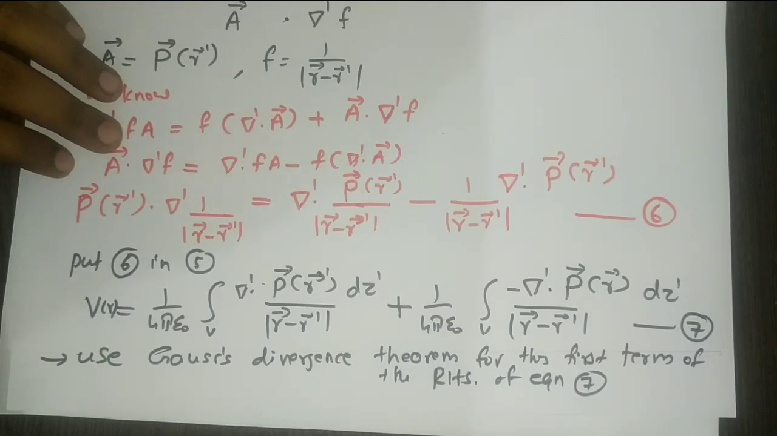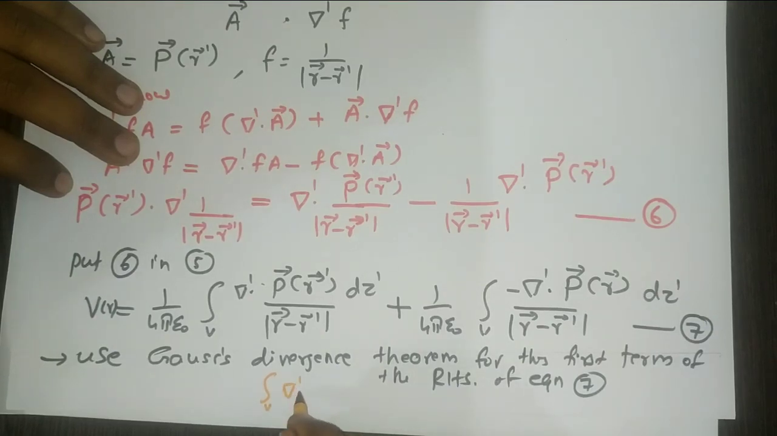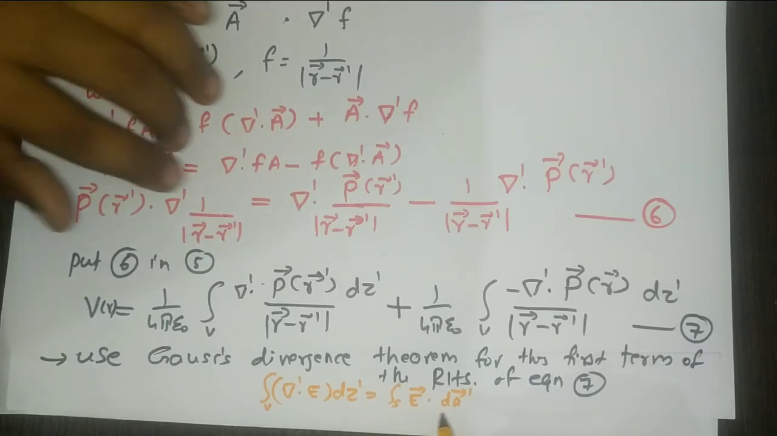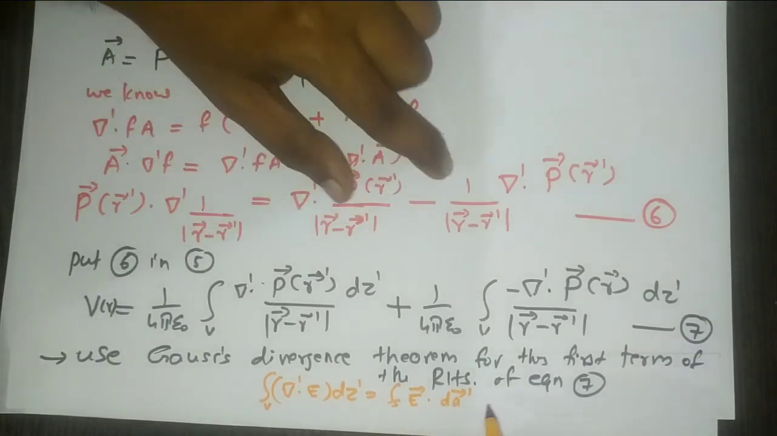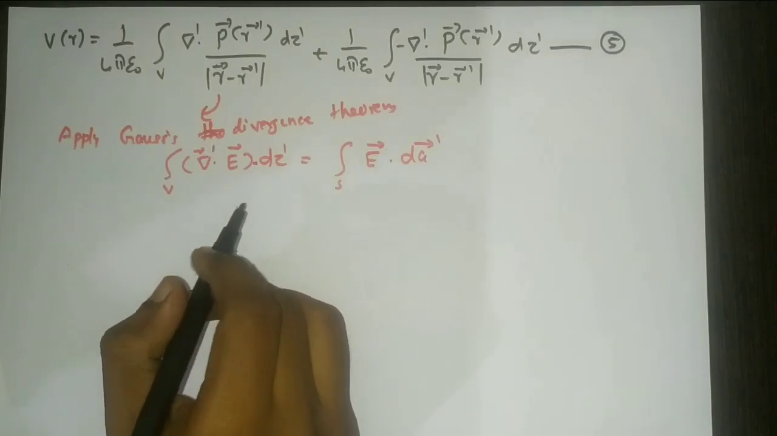We know the Gauss's divergence theorem. This is nothing but a volume integral. If E is a vector, then the volume integral of del dot E, here we are dealing with del prime, so I use del prime, d tau prime, is equal to the surface integral of E dot dA. Since it is a prime quantity, it is dA prime. This dA vector I can write as dA prime and cap.